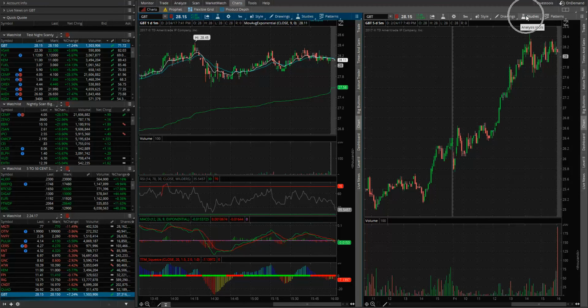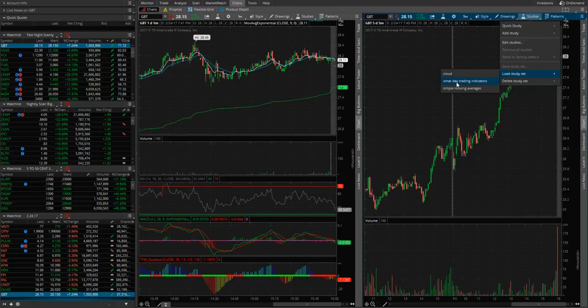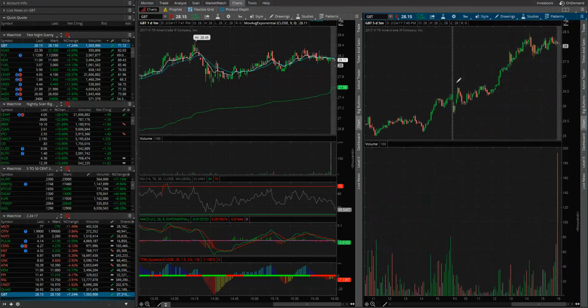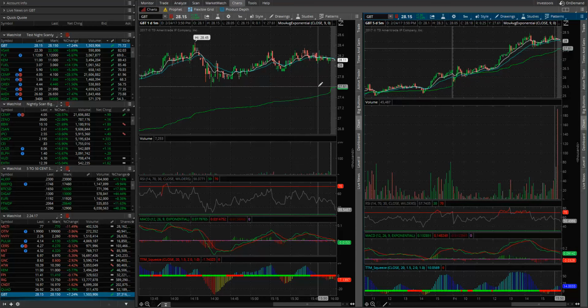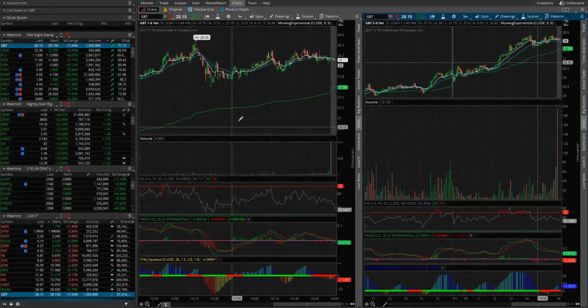On the 5 minute, you can pull the same thing up too. So all I gotta do is go to studies, and I'm just gonna go to load study, and I'm gonna put Omar day trading indicators. All right, and there you go. Now I have my actual indicators, right, on the 1 and on the 5 minute chart. Okay, so that's how I build those. Those are the indicators that I use.